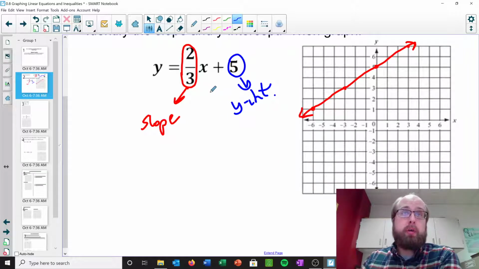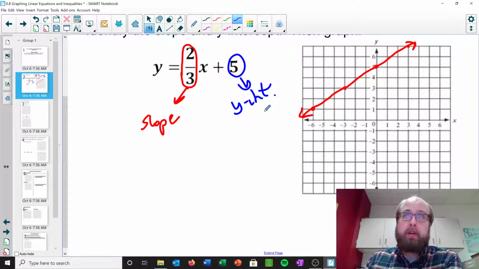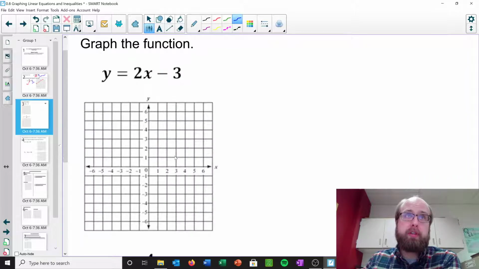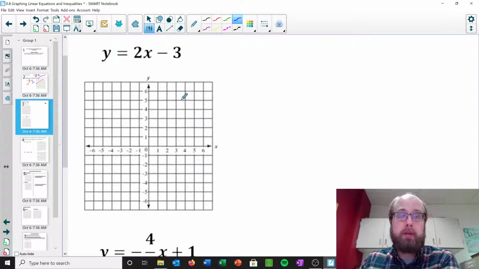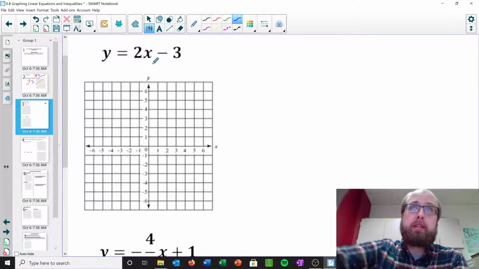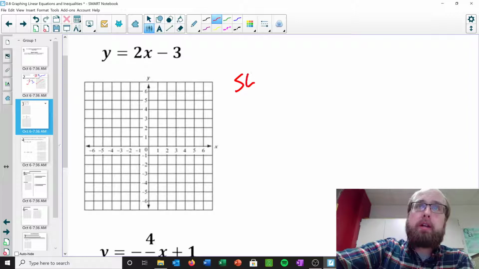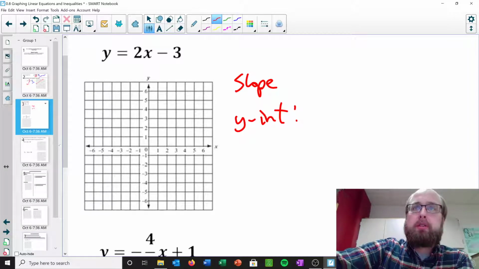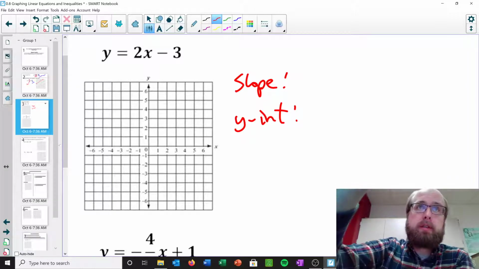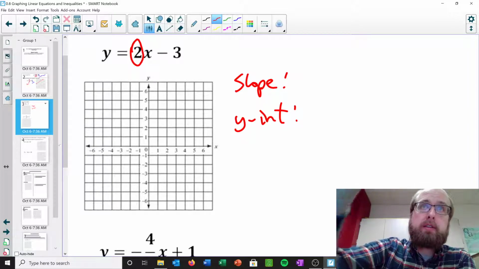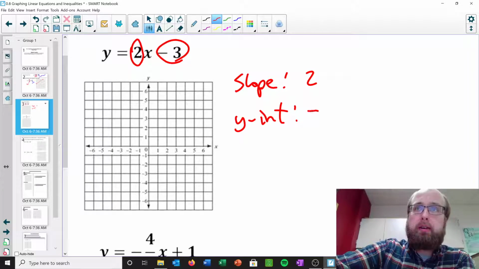That's basically what you want to do. Identify the slope, identify the y-intercept, put the y-intercept down, and then use the slope to find the other points. Now I want to look at a couple specific examples to make sure we have this down. The first one is y equals 2x minus 3. The reason I wanted to look at this one is mostly because of the slope. First we identify the slope and the y-intercept. Slope is the number next to the x, so that's 2. The y-intercept is the number out here, which is negative 3.